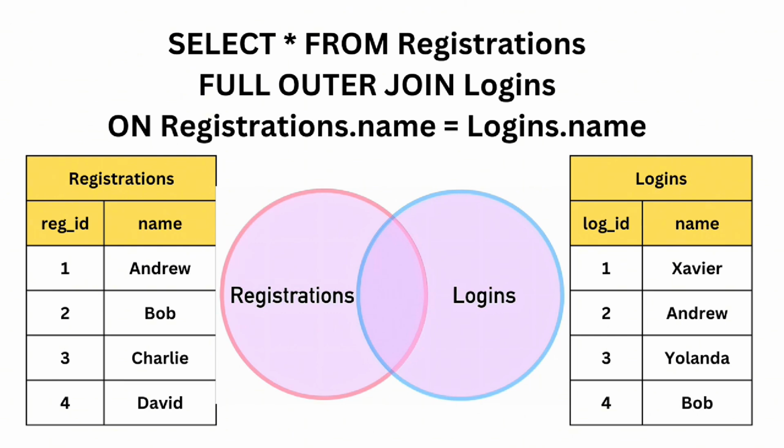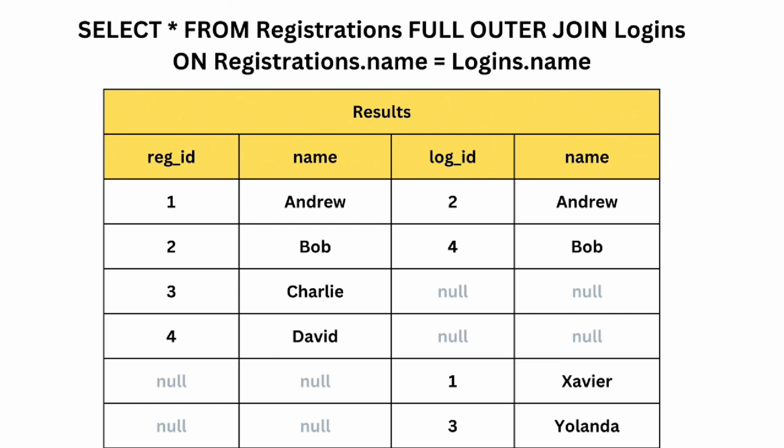First, we're saying grab everything from the registrations table. So I'm going to have to first make this just font-wise a little smaller so we can fit in the results table. And we're going to fill in the results table the way we can think about this. We're saying grab everything from registrations and a full outer join on logins. So we fill in first everything from registrations. Again, we don't really need to worry whether or not they're in table B or table logins because we're grabbing everything anyways. So we fill in with Andrew, Bob, Charlie, and David.